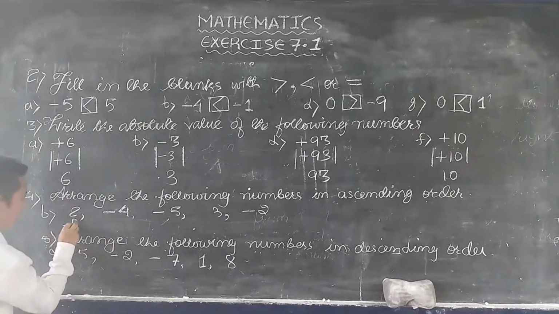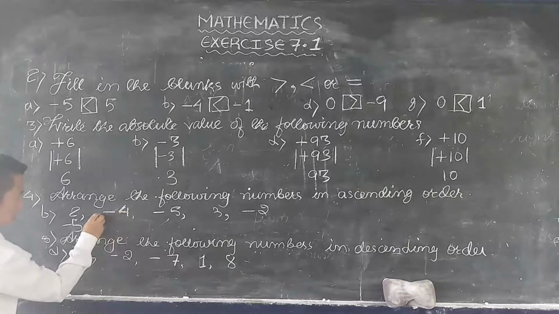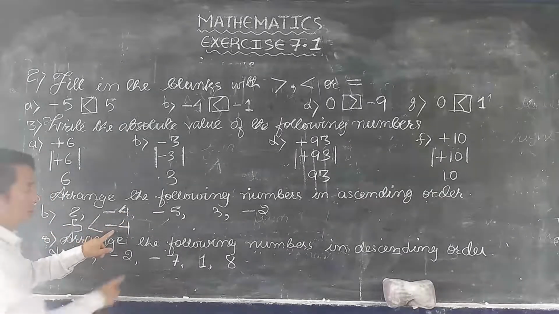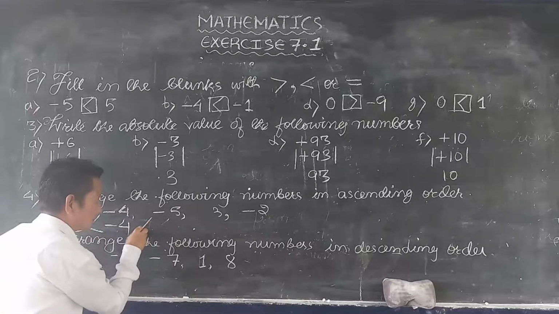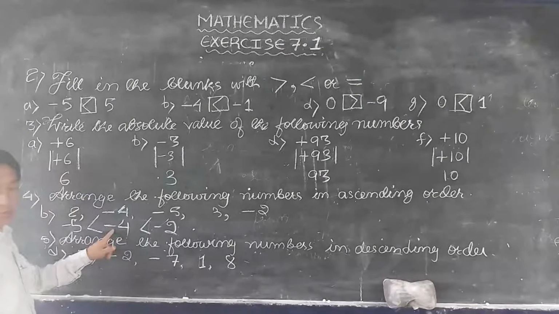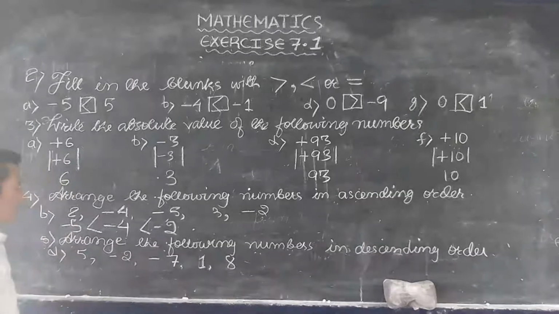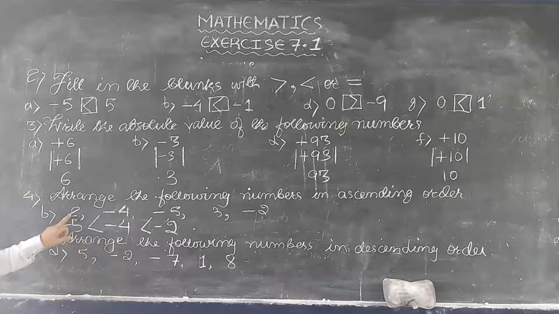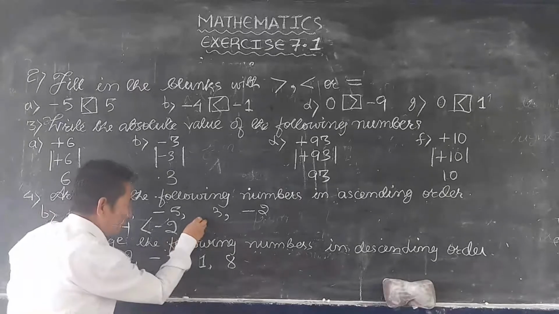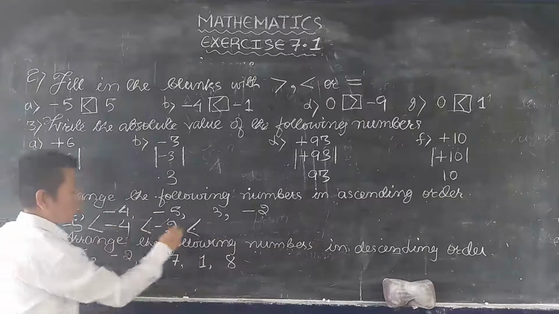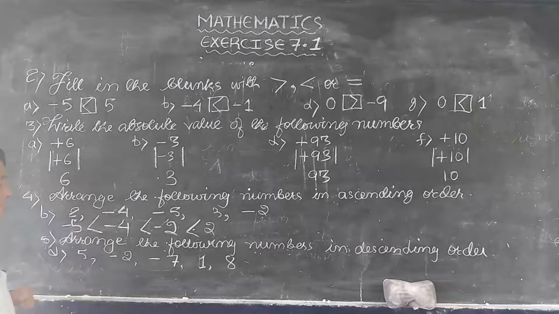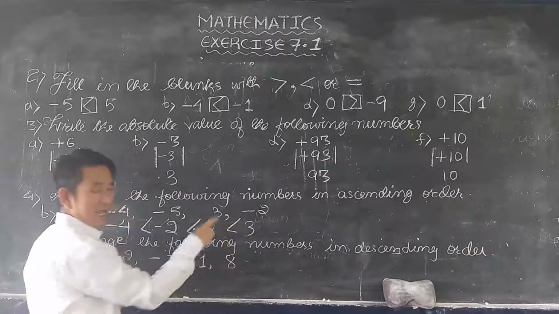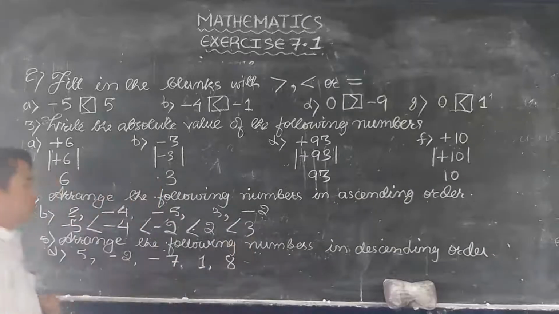So minus 5. Now next, minus 4. Minus 5 is less than minus 4. Then minus 2. Minus 4 is less than minus 2. Now minus 5, minus 4, minus 2. Now positive 2. So minus 2 is less than 2, or 2 is greater than minus 2. So last one here, 3. 2 is less than 3, or 3 is greater than 2.